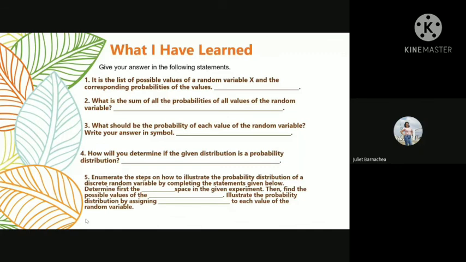So, anong natutunan nyo today? Let us summarize what you have learned today. Give your answer in the following statement. Ilagay sa chat box. It is the list of possible values of a random variable x and corresponding probabilities of the values. Ano nga ito? Anybody write your answer at the chat box? May I see? It is the list of possible values of a random variable x and the corresponding probabilities of the values.